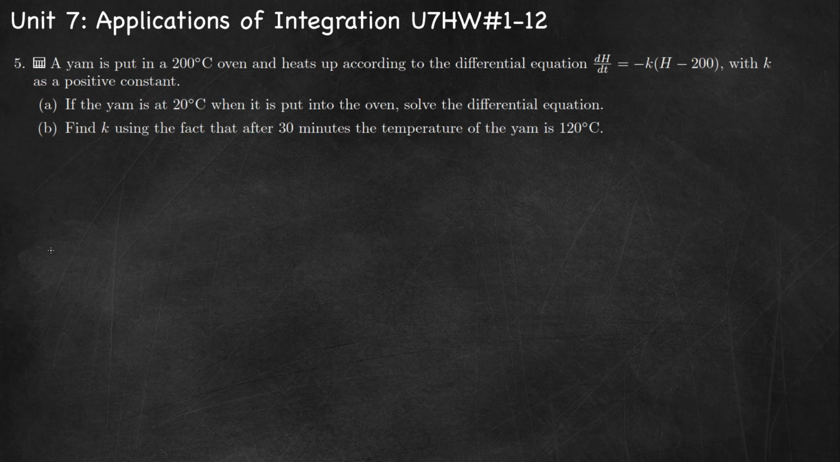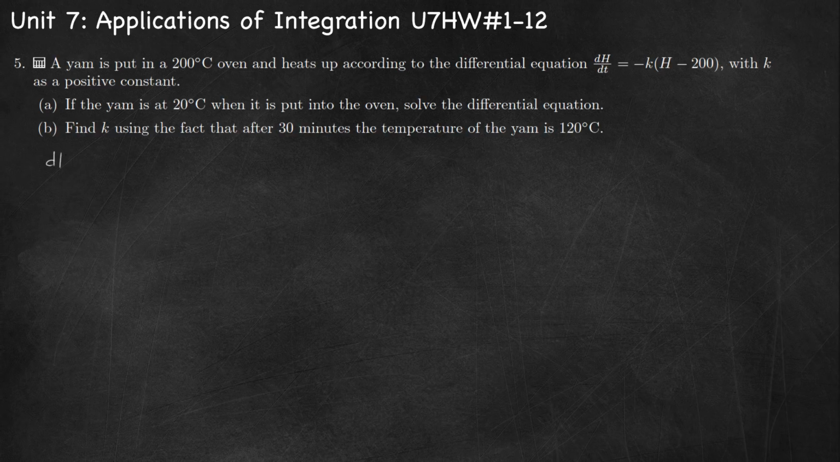Number 5, a yam is put into a 200 degrees Celsius oven and heats up according to the differential equation dH/dt equals negative k times (H minus 200), with k as a positive constant. If the yam is at 20 degrees Celsius when it's put into the oven, solve the differential equation.